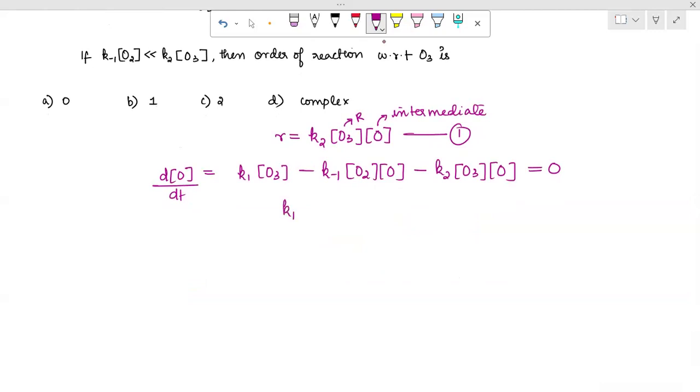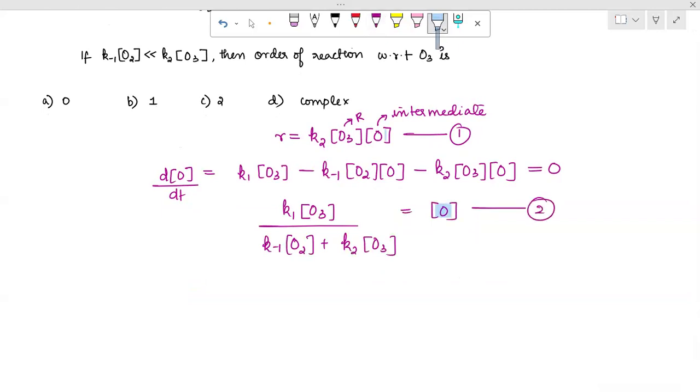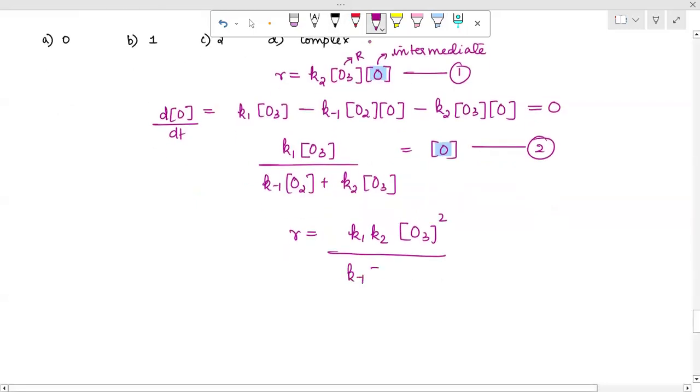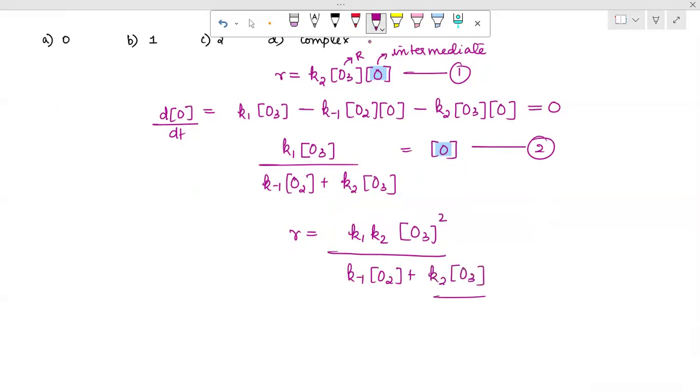So what I get is, I'm directly writing the expression, K1 O3 divided by K inverse O2 plus K2 O3 is going to be equal to your concentration of O. This is equation number 2. You will plug in this value of O in your rate expression. So your rate is going to be equal to K1 K2 concentration of O3 to the power 2 divided by K inverse O2 plus K2 O3. This is your actual expression.